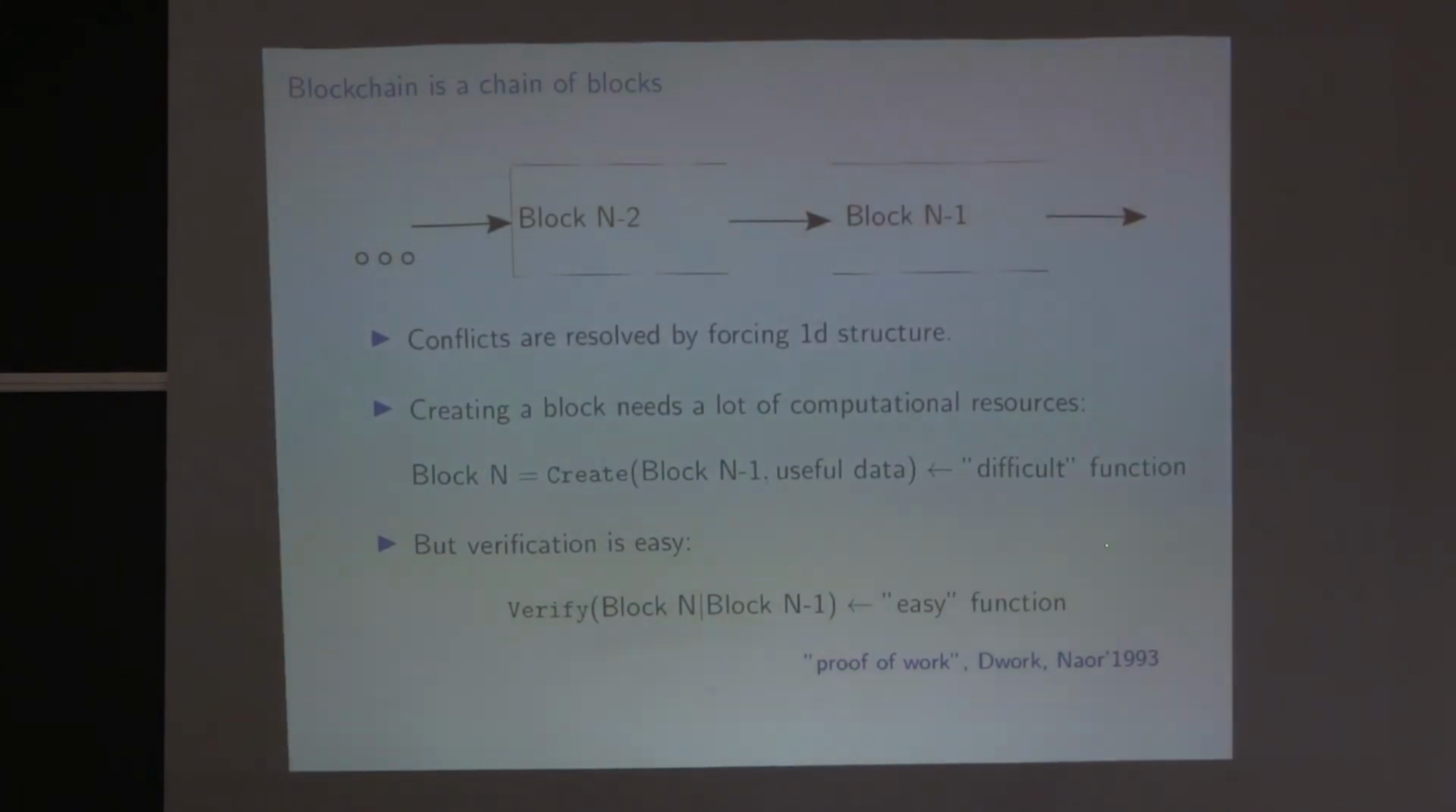And this is supposed to be a computationally complex function. And we need another function, which is verification, which verifies block n given the previous one. So the takeaway from this is that blocks are linked. To talk about a given block, we should also know what was the previous one. And it's difficult to create a block, but very easy to verify if this block is valid or not.